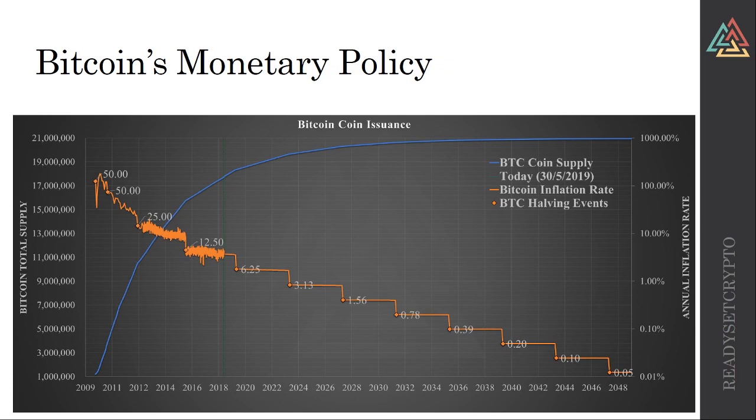So if we were to plot out what Bitcoin's monetary policy looks like, we've got the blue line, which basically is the actual coin supply mapped to the left. And then we've got the inflation rate with the halving events and the coins issued for that particular cycle. What you can see is a stepped pattern where every 4 years, roughly, you get that halving in the inflation rate. And in between each of those halving events, there's a slight decline in the inflation rate.